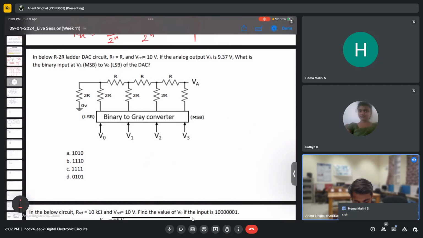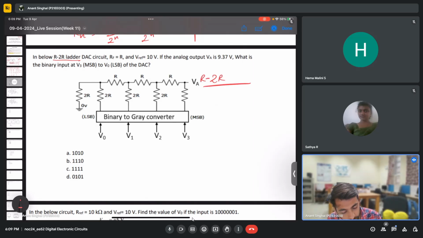So in this problem, what we have is an R2R ladder DAC. There are two types of DACs that we already covered. One is a binary weight DAC, then this is the R2R ladder. In this again, we have a combination of 2R and R, and we have an input voltage, that is VA. The first bit is connected to the MSB, you can see here, and the last bit is connected to the LSB.